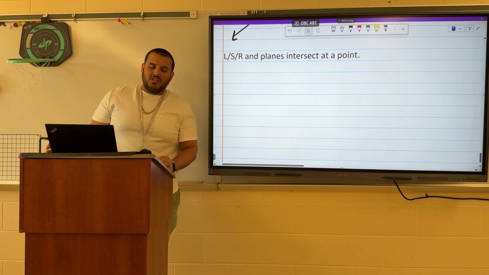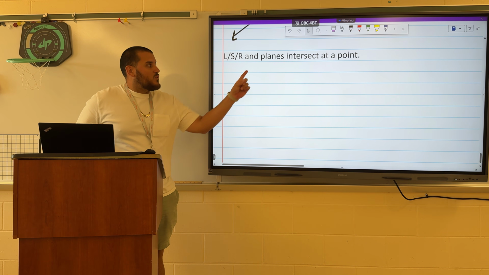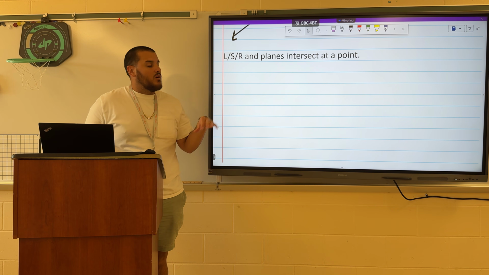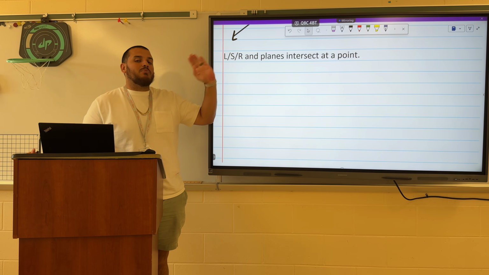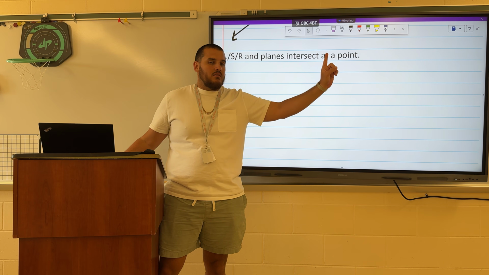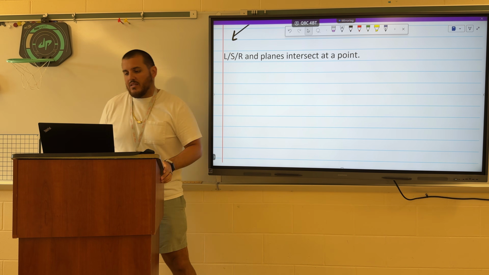Another type of intersection that we need to be able to identify is one between a plane and a line, line segment, or ray. That's what this L, S, and R is. If a line, segment, or ray intersects a plane, they intersect at exactly a single point. A single point is where they would intersect each other.